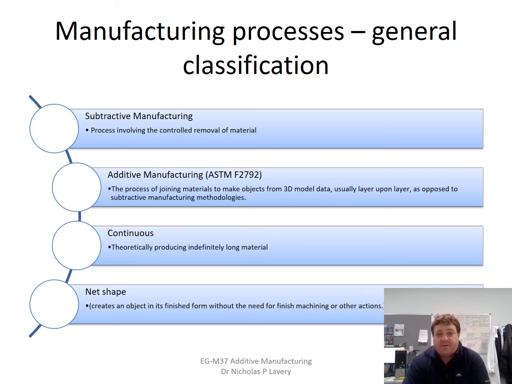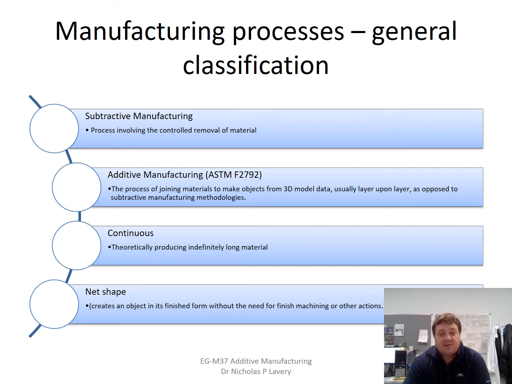So we can classify manufacturing processes generally through subtractive manufacturing, additive manufacturing, which is what we're going to look at in detail here, continuous processes, and net shape processes. We have generally defined subtractive manufacturing as a process involving the controlled removal of material. Additive manufacturing defines itself on the process of joining materials to make objects from 3D model data, usually layer upon layer, as opposed to subtractive manufacturing methodologies.